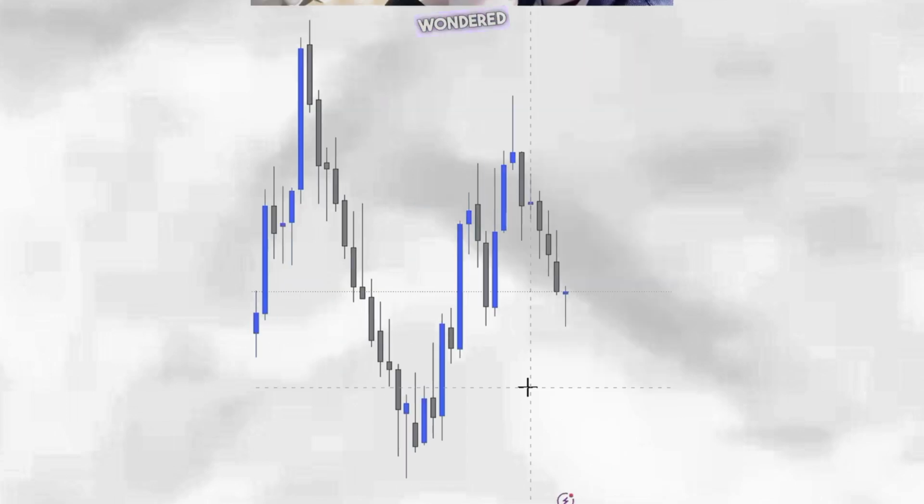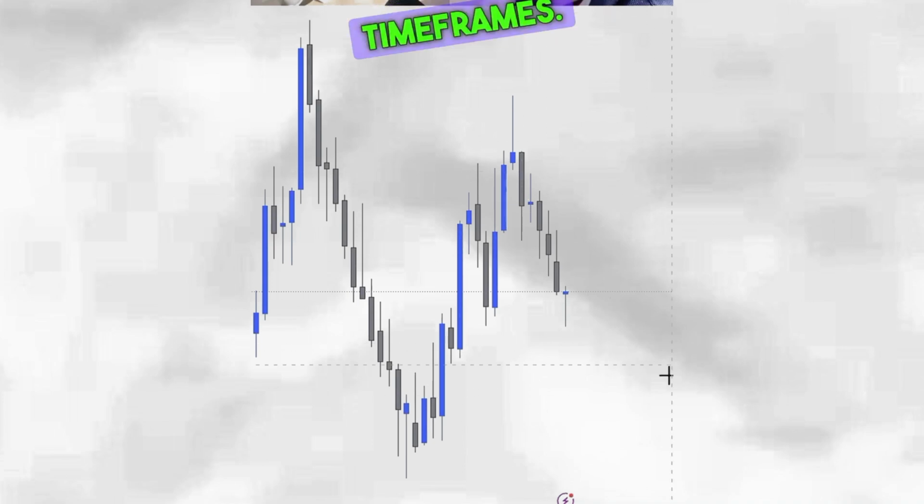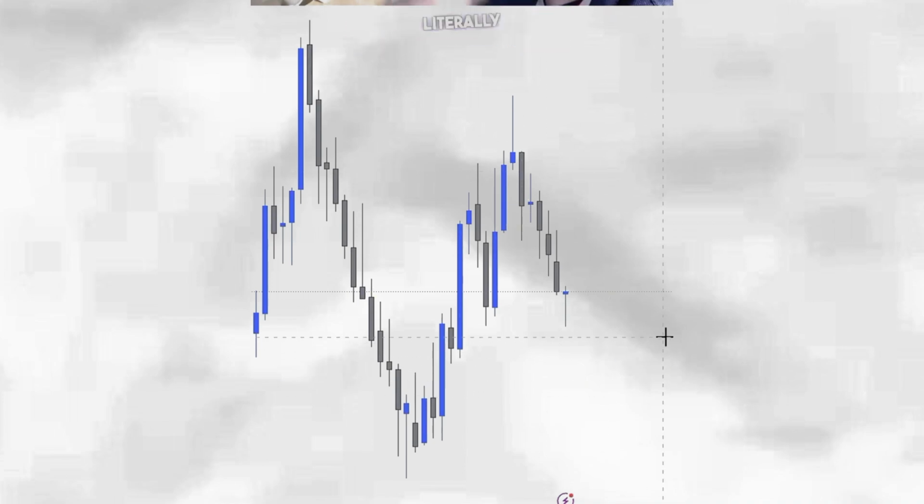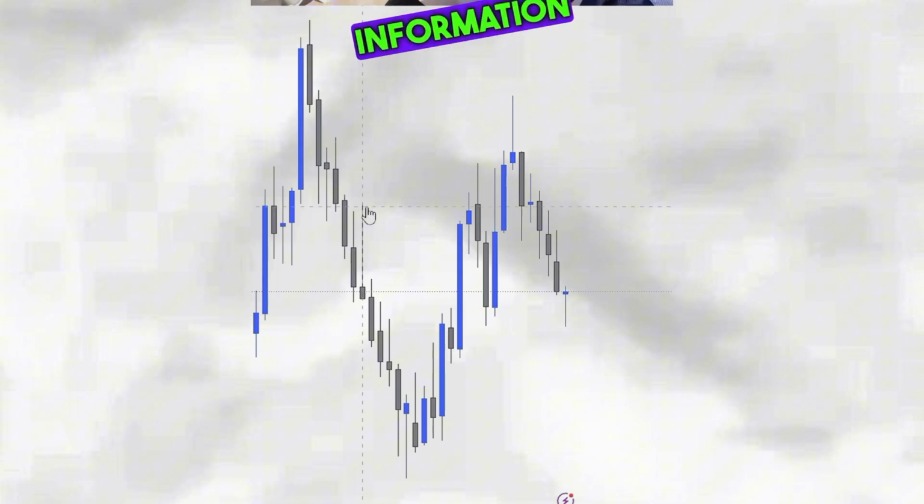If you've ever wondered why you're not profitable yet, it's because you are not paying attention to the higher time frames. The higher time frames is literally your cheat code to be a success in trading. This is a weekly time frame, and no one takes the weekly time frames seriously. But this is going to give you so much information into the direction that price is likely to go overall.